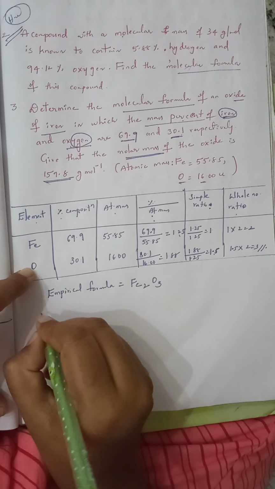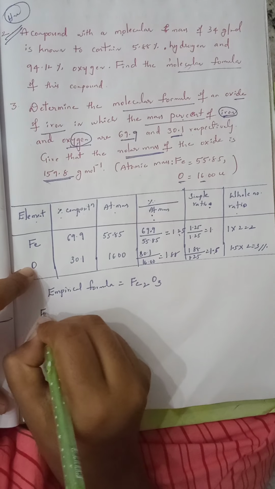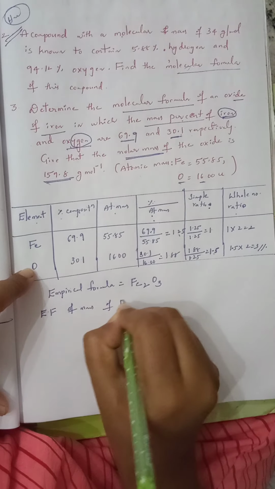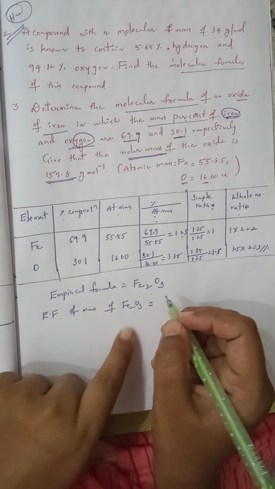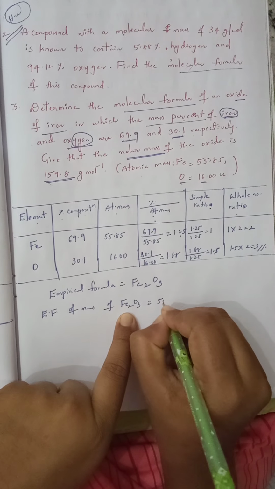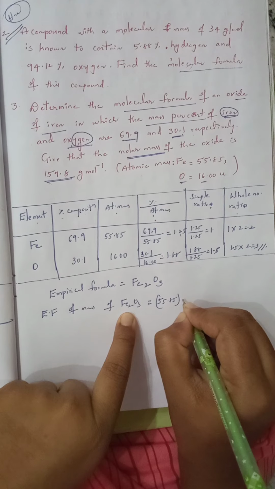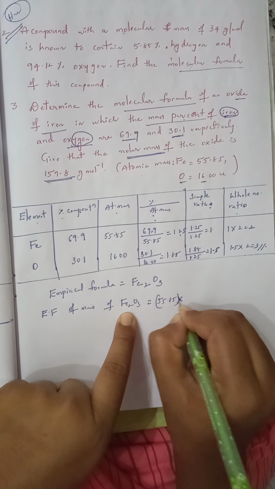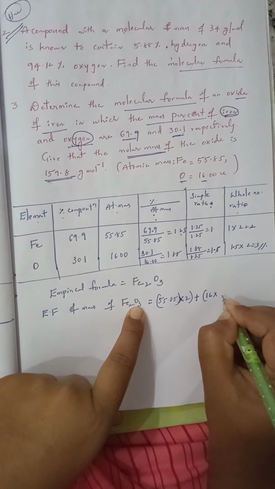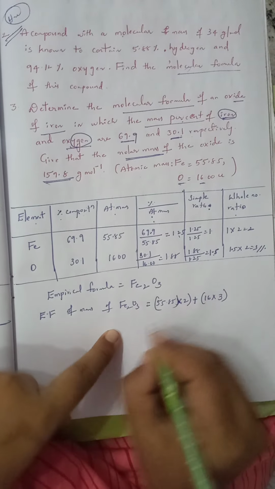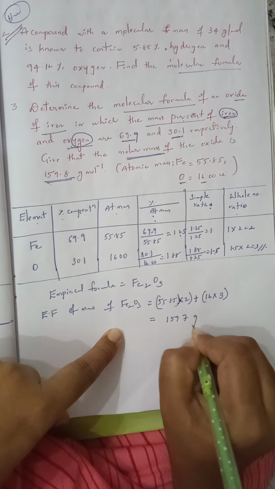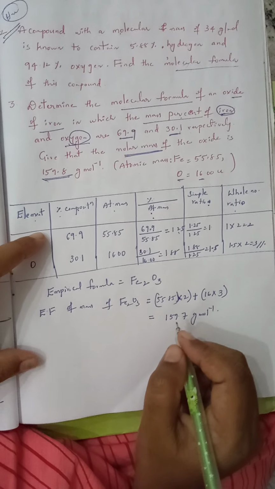Then the empirical formula mass of Fe2O3 equals the atomic mass of Fe, 55.85, times 2 because there are 2 irons, plus the atomic mass of oxygen, 16, times 3 because there are 3 oxygens. By multiplying these out completely, you will get 159.7 grams per mole as the empirical formula mass.